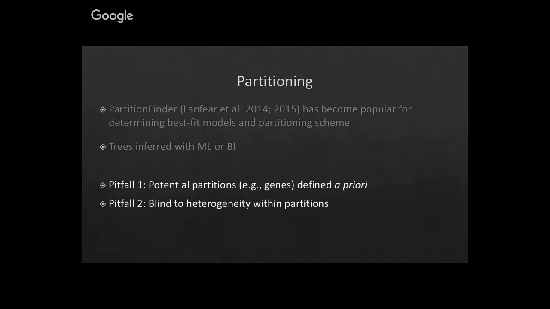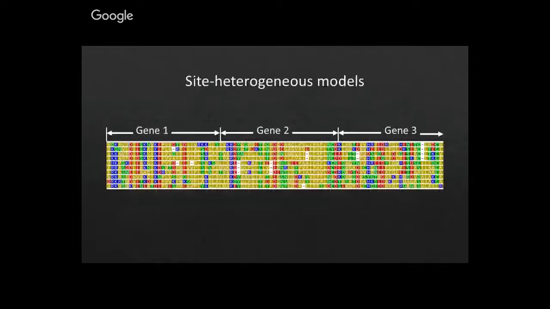But then probably the biggest criticism of partitioning, and it's certainly a reasonable criticism if we're just trying to model the substitution process perfectly, is that it is blind to heterogeneity within partitions. I think that's certainly a potential pitfall. One of the things that we need to consider is, when is ignoring that kind of heterogeneity within partitions really resulting in less accurate trees? And if so, when? So in contrast to partitioning, you have site-heterogeneous models.